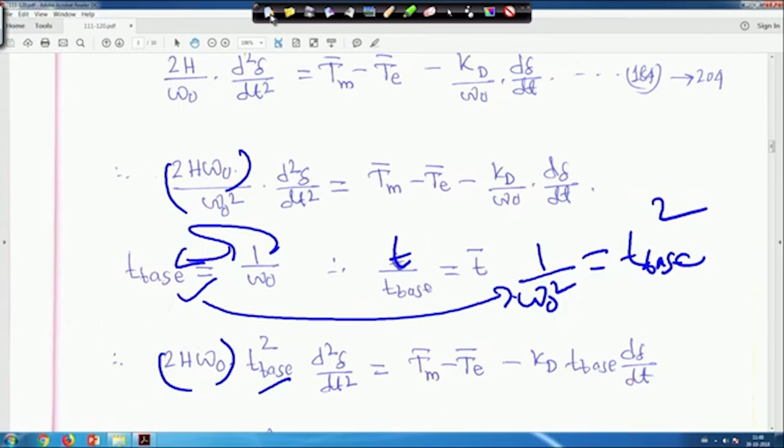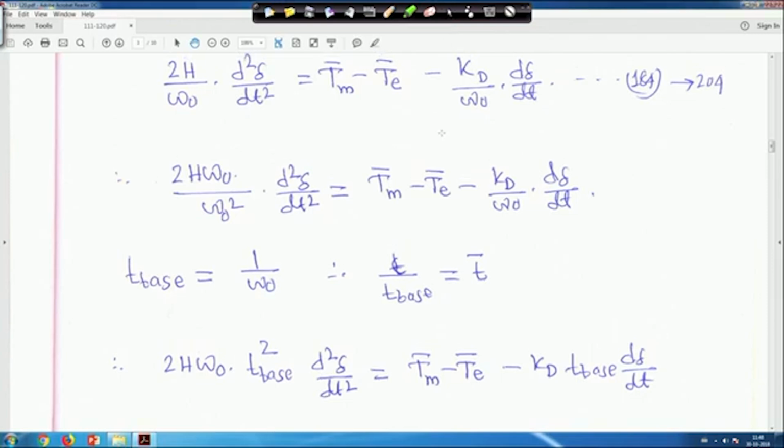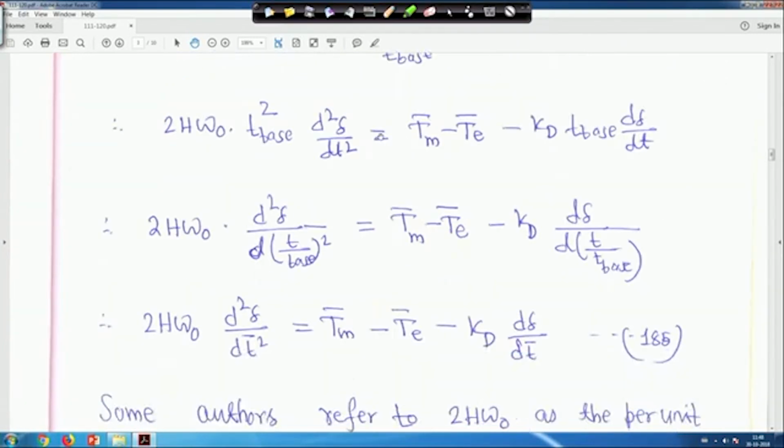Next is, if we want to represent time in per unit. Generally we represent all the quantities in per unit except time, but if we want to represent time in per unit, what should be the technique? Then this is 2H omega 0, then d square delta dt square. So, we can write d square delta d of t upon T base square, because this T base square has been written here. It is T base square.